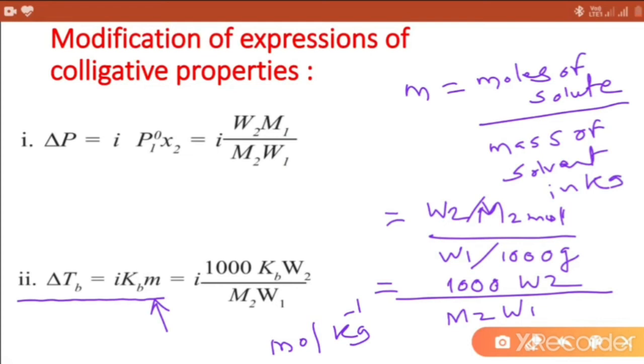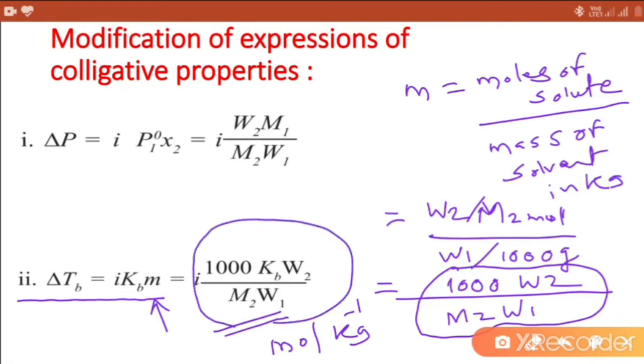And by putting this value of molality, we get this equation: Delta TB is equal to I into Kb into small m. The value of m is this, so we get this equation: I into 1000 Kb W2 divided by M2 W1.